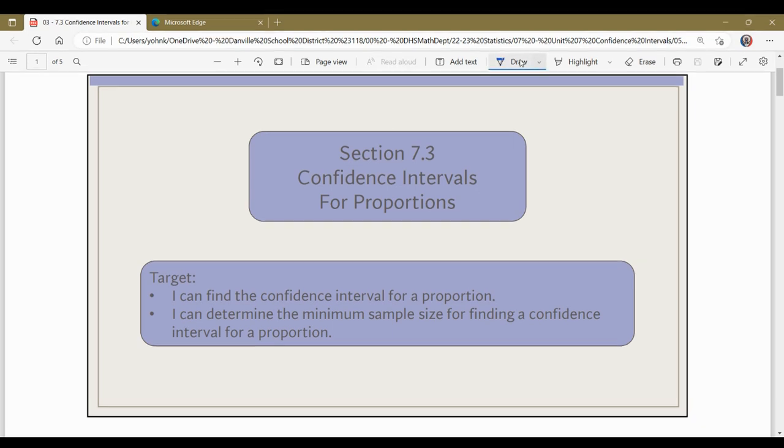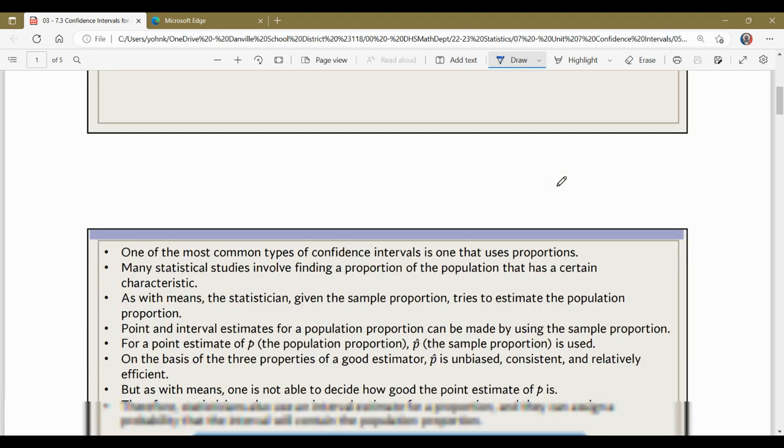Hey kids, welcome to section 7.3, confidence intervals for proportions. Today you're going to learn how to find the confidence interval for a proportion and to determine the minimum sample size for finding a confidence interval for a proportion.